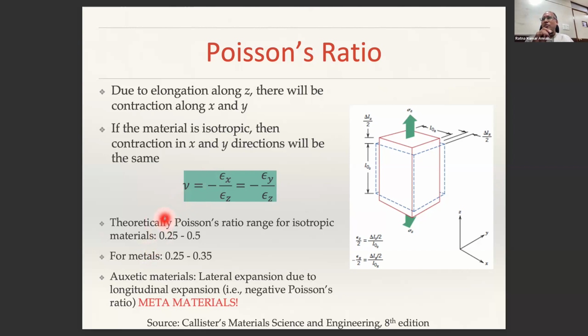Theoretically, for an isotropic material, you can have a Poisson's ratio going from 0.25 to 0.5. But for most of the metals, you will have 0.25 to 0.35.